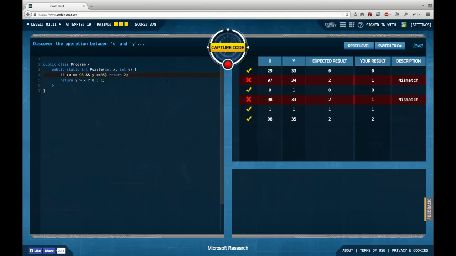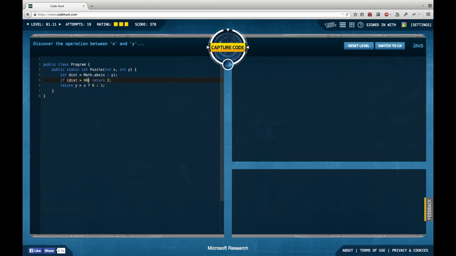Okay, so for 98 and 33 we also get the 2. For 97 and 34 we also get the 2. So if the numbers are in that order of magnitude of distance, it seems we have a 2. So let's say distance is the absolute value of x minus y. The distance here is 63, and we have a distance of 64 over here. So let's say if distance is bigger than 60, return 2. What's going to happen in this case?